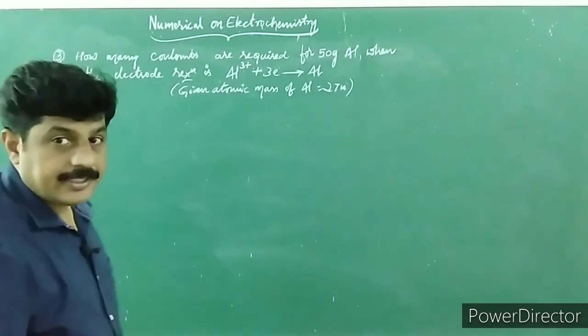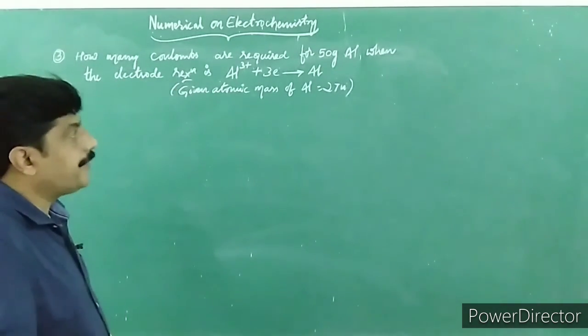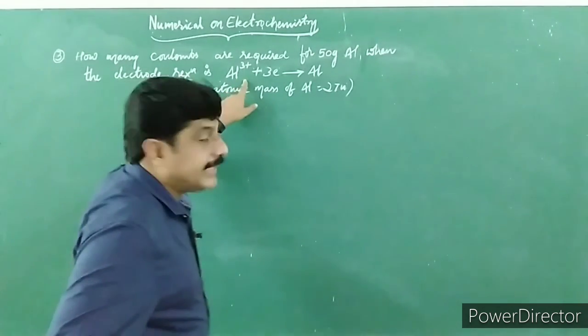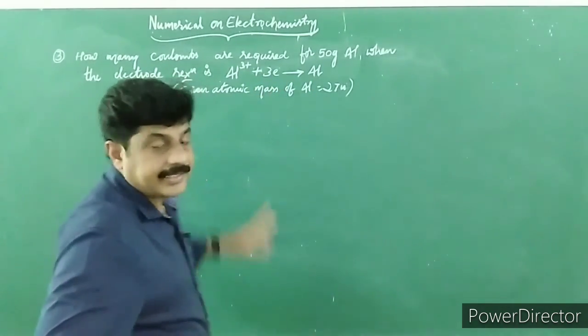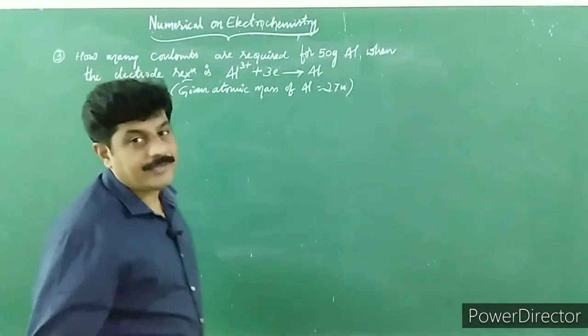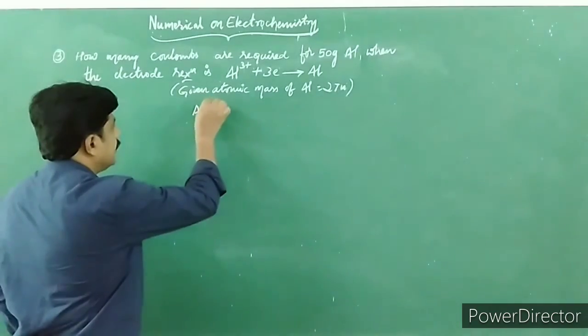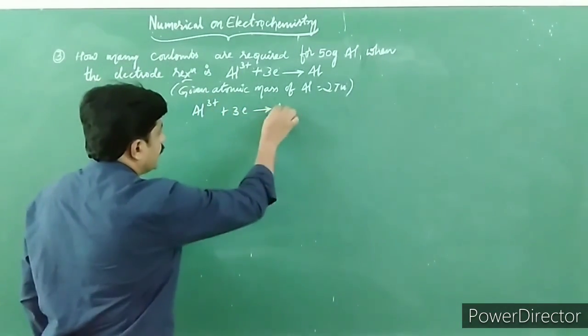Children, let me take up a third numerical for you. How many coulombs are required for 50 grams of aluminium when the electrode reaction is Al3+ plus 3 electrons gives Al, given atomic mass of aluminium is equal to 27 unified mass. Let me write, look at here, Al3+ plus 3 moles of electrons, you are going to get Al.